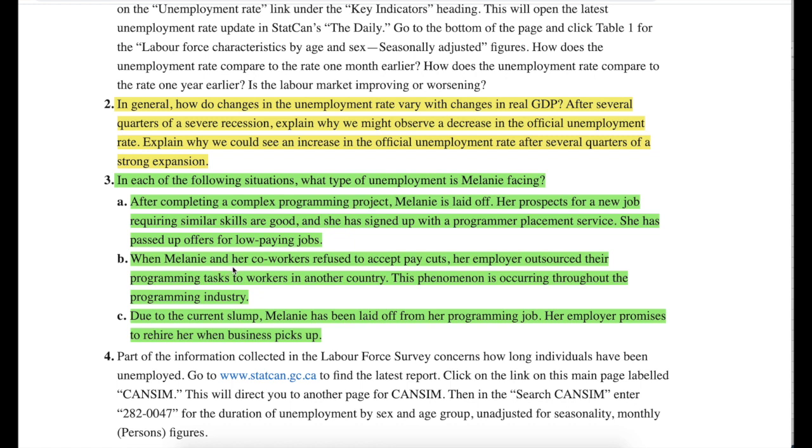In B, Melanie and coworkers refuse to accept pay cuts. So that should be a number one clue for us. Her employer outsourced their programming tasks to workers in another country. So those jobs or those skills are not needed where Melanie works anymore. And this phenomenon is occurring throughout the programming industry. This is clearly structural unemployment. First, we know that wages were prevented from adjusting downwards, and throughout the industry, the skills are not needed because these jobs are transferred to other countries. This is structural unemployment.